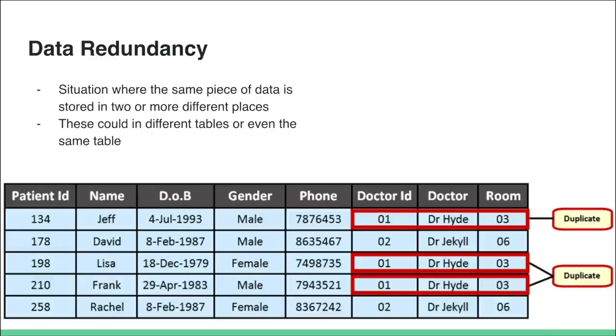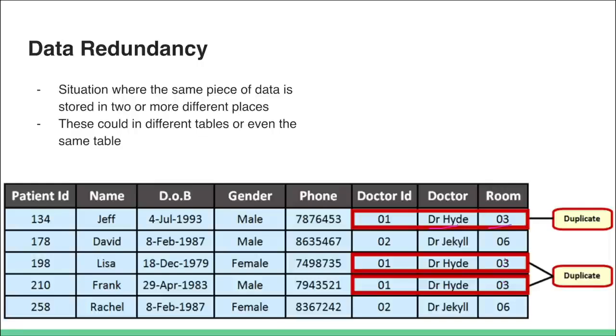The next concept is going to be data redundancy, and this is a huge concept. Data redundancy is a situation where the same piece of data is stored in two or more different places. For example, if we look at this table right here, we have this row: a doctor ID, the corresponding doctor, and the room for that doctor. And that's 3 times in the database. We don't need to have it in the database that many times. We could just have a foreign key to a table with all the doctors, and that would be sufficient.